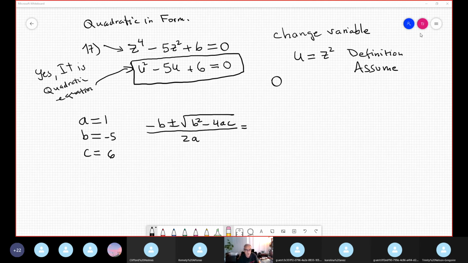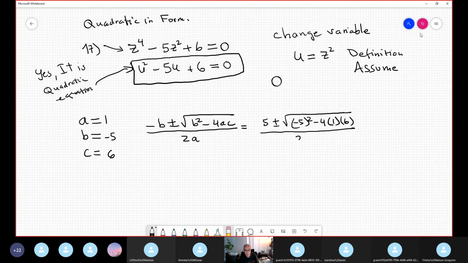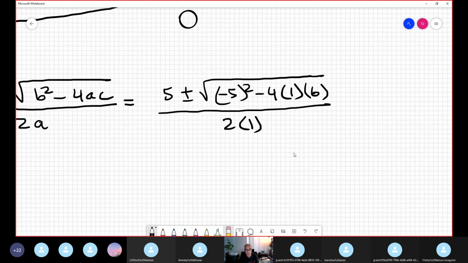So it's -(-5). Look, negative together become positive. Plus or minus the square root of (-5) squared, minus 4 times 1 times 6, divided by 2 times 1. Let's do the operation inside the radical. (-5) squared is positive 25. Any negative number when you square it becomes positive. Now 4 times 1 times 6 is 24. The subtraction is 1, and the square root of 1 is 1. So far we have 5 plus or minus 1, divided by 2.